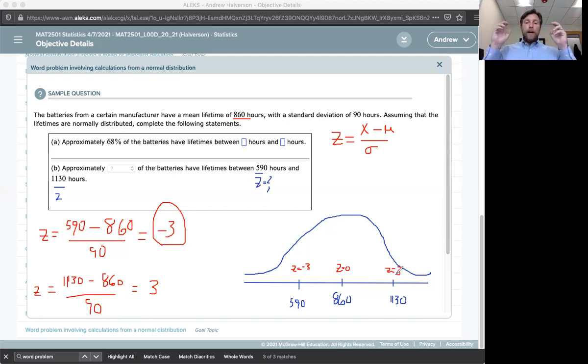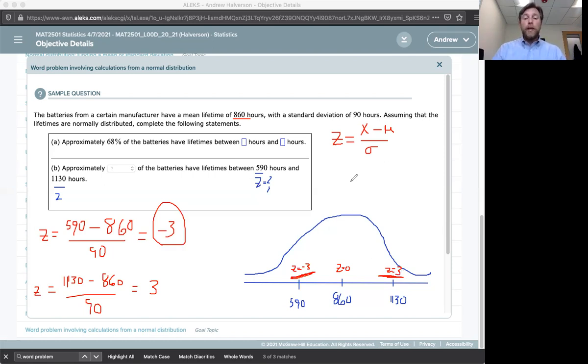Now, what the z-values mean is how many standard deviations away from the mean you are. This says I am 3 standard deviations to the left of the mean, and this says I am 3 standard deviations to the right of the mean. That's what the z-value actually means: how far away from the center are you? How many standard deviations to the left or to the right?